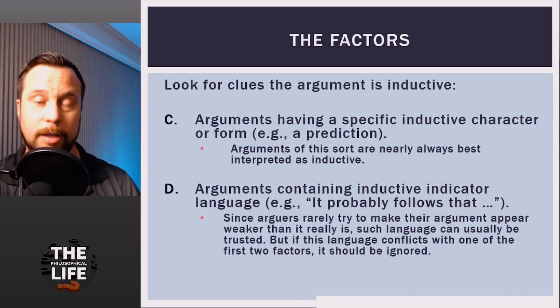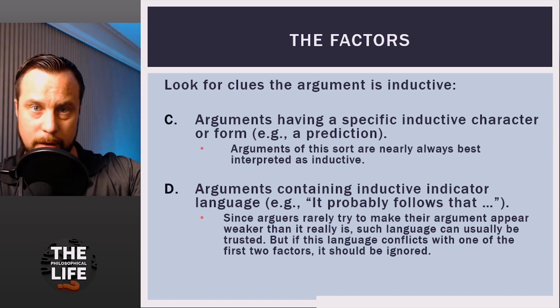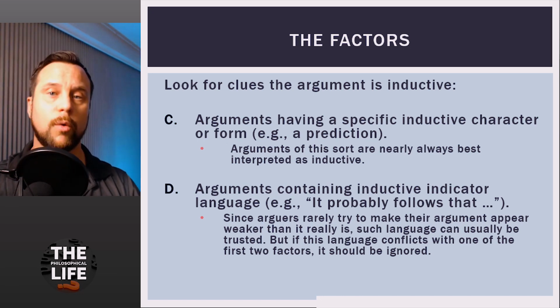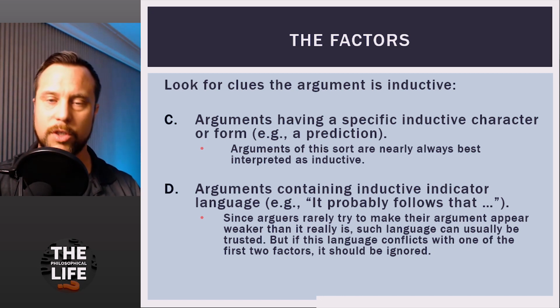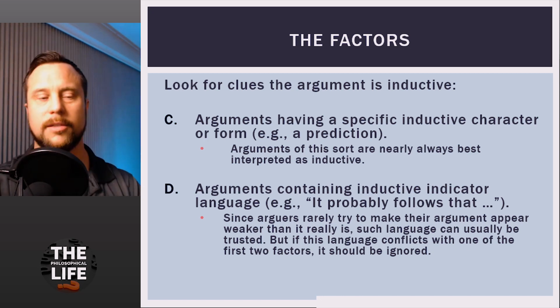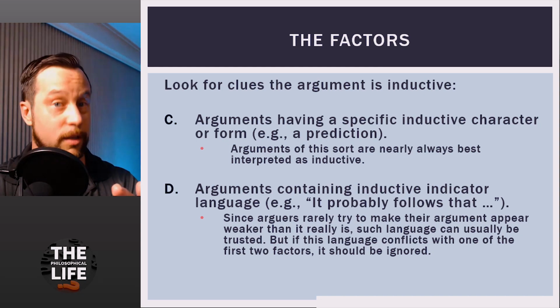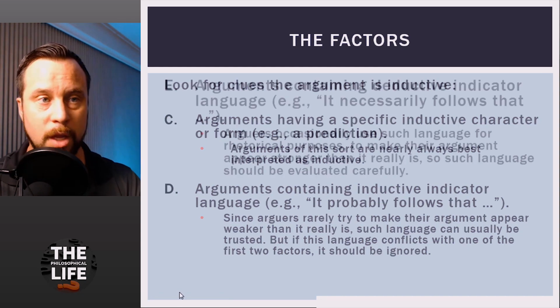As it says there in the caveat, arguers rarely try to downplay the strength of the inferential claim of their argument. They often tend to inflate it. So if you do see inductive language in there that indicates that it's a probabilistic inferential claim, then usually you can rely on that, but not always. So again, we're thinking critically. We can't just go on autopilot.